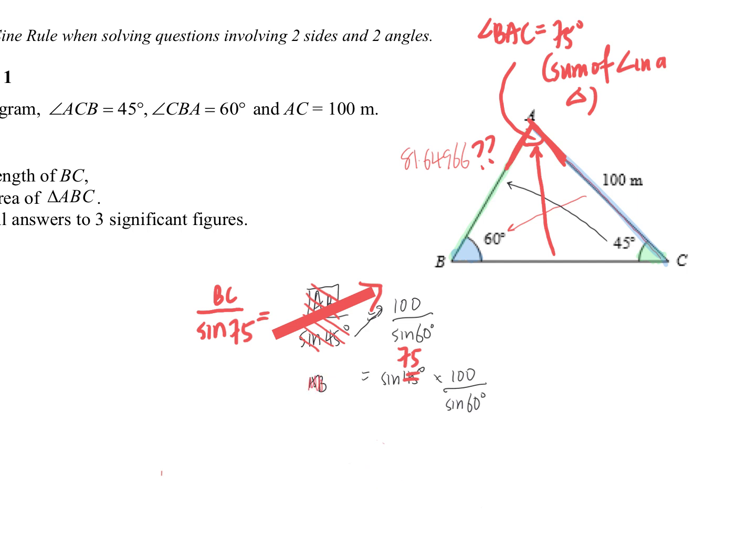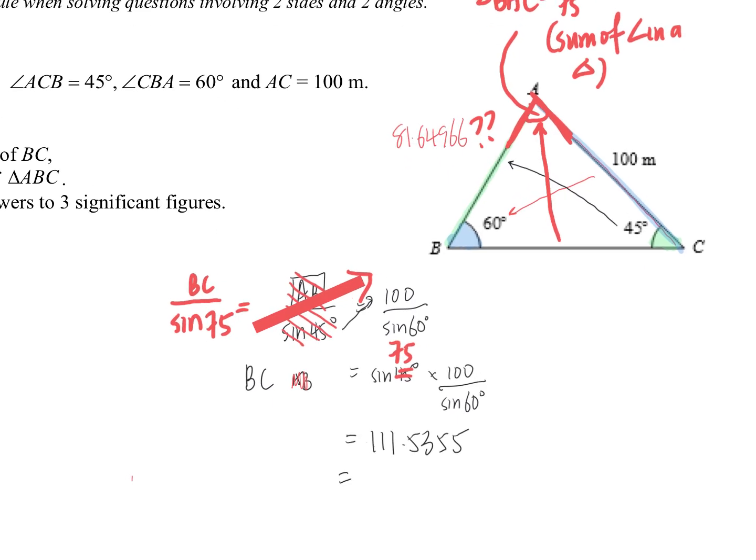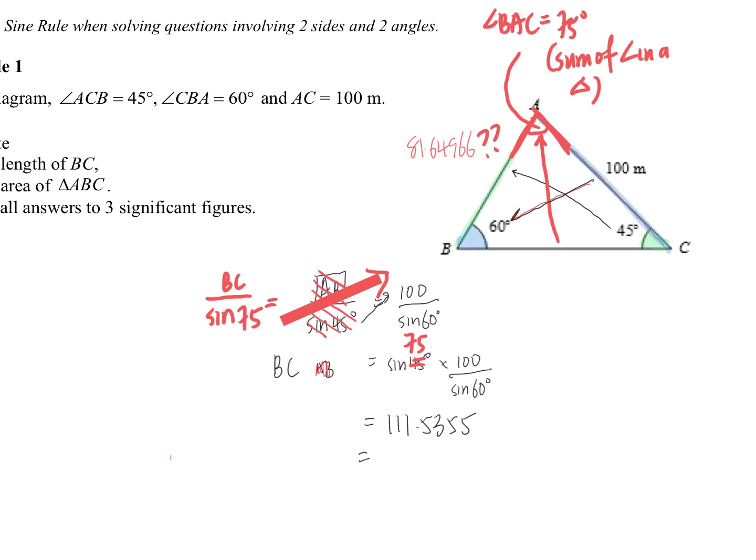We are not finding AB, we are finding BC. So sine 75 times 100 divided by sine 60. 111.5355. Because this is the known ratio that I have. I have one pair of ratio given to me. Okay? So the answer will be 112 meters, 3SF.